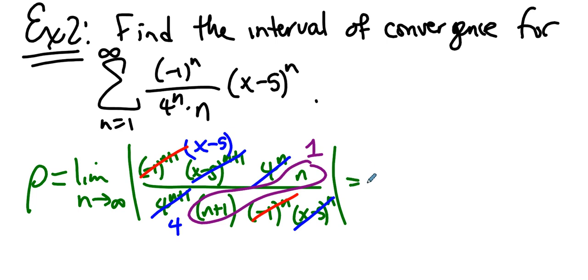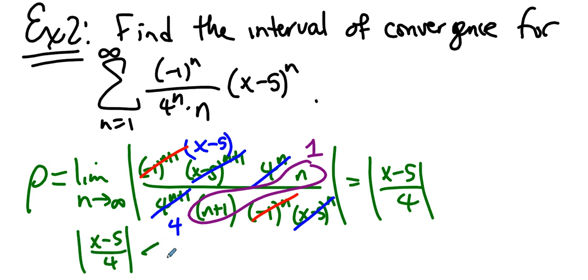So when n gets bigger and bigger, everything drops out, and you're left with the absolute value of x minus 5 over 4. When is the absolute value of x minus 5 over 4 less than 1? Well, that happens when 1 is less than x, which is less than 9.